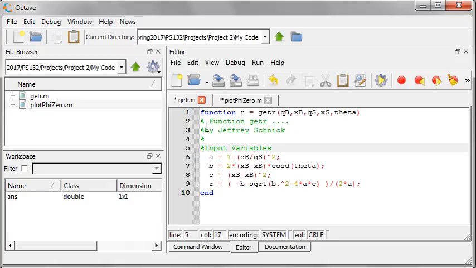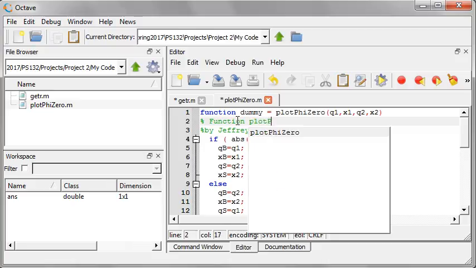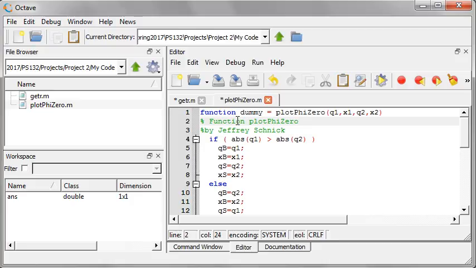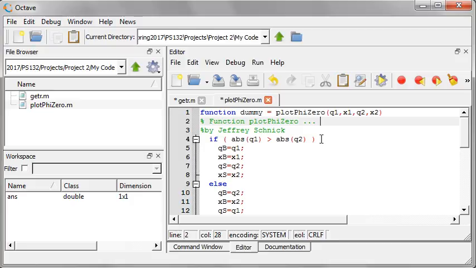So let's go over to the other one as far as the function description. So percent function plot phi 0. I'm not sure that's a good name for it. Hopefully some of you come up with a better name for it than that. And then say what it does. Carefully and thoroughly. If you're too vague on these things, you won't get credit for the whole documentation because you didn't do a good job saying what the function did.